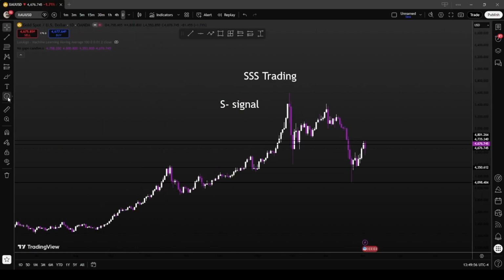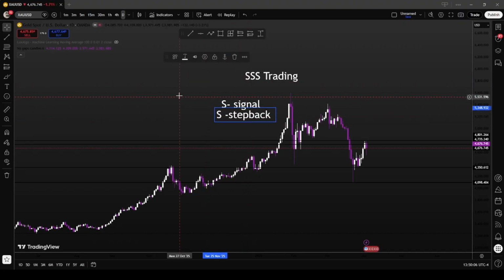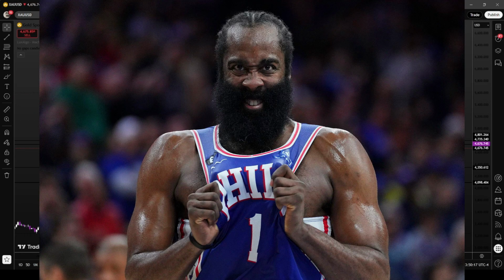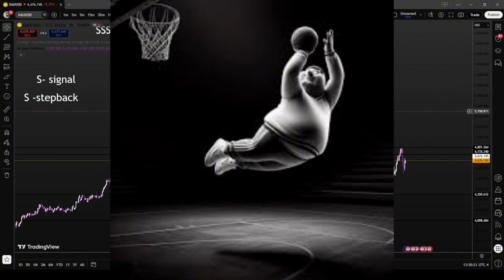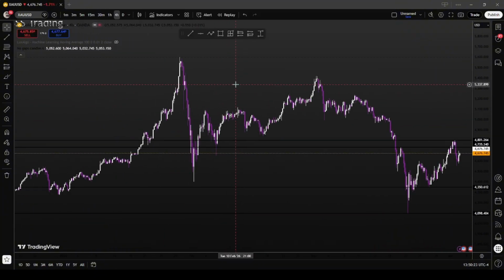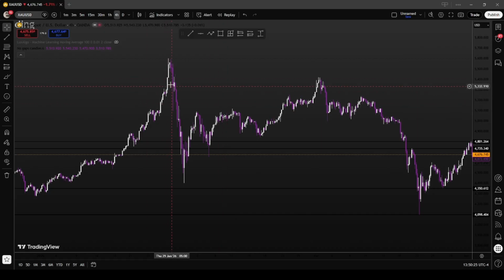Okay, so the next one we have is step back. This one I kind of take from my basketball background because I used to play basketball. You guys might know who I'm talking about here. His name is the Beard, James Harden, the master of the step back three. He just does what he does.